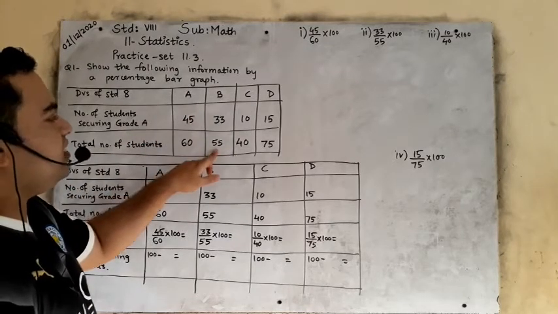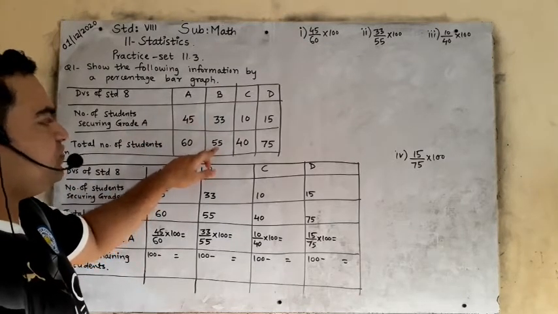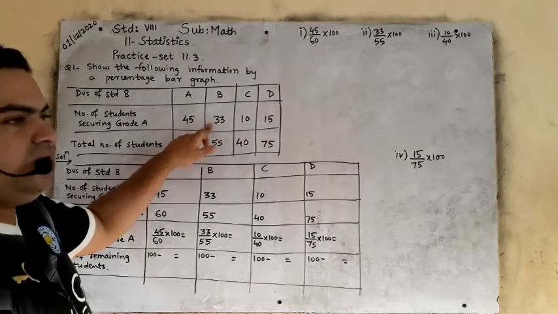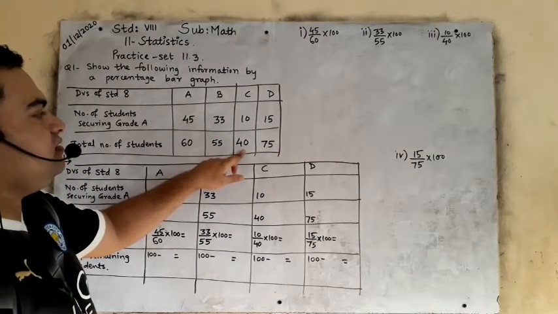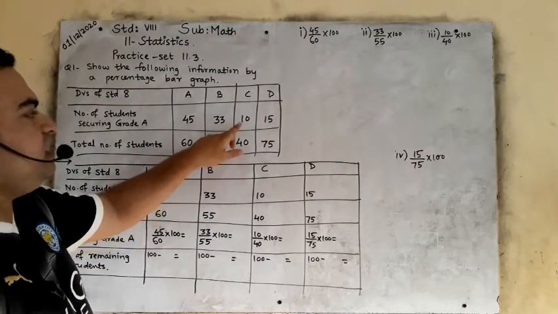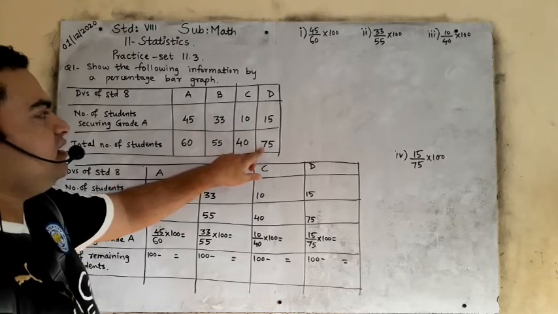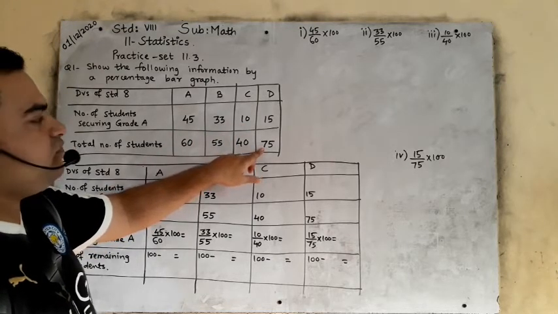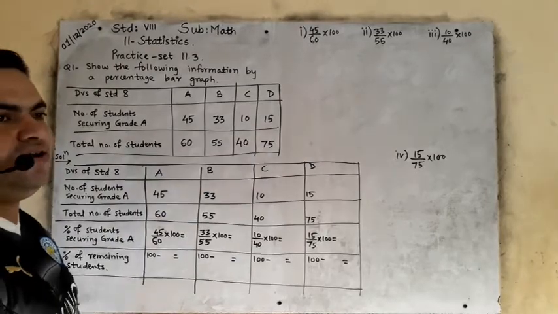In B class, 55 is the total number of students. From 55, 33 secured A grade. In C there are 40 students. From that 40, 10 students secured A grade. In D 75 students are there. From 75, 15 have secured A grade.